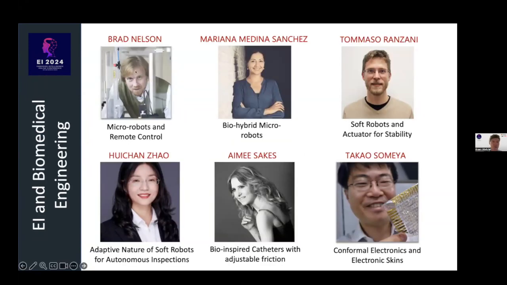Magnetic power was also used by Brad Nelson. He was controlling micro robots with magnetic power, and he did a lot of work for medical purposes. He can insert a catheter and then move all the way through the veins directly to the brain and solve some brain clot damages. A similar approach using magnetically powered micro robots was explored by Mariana.